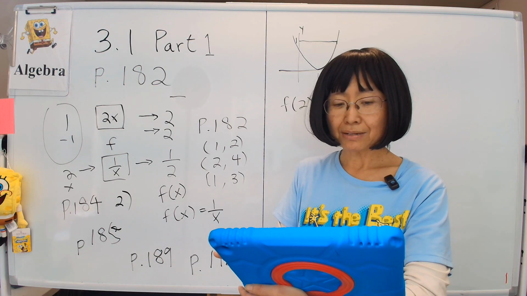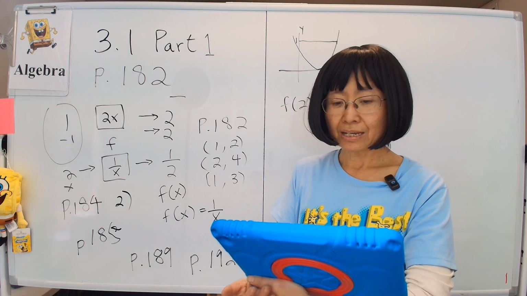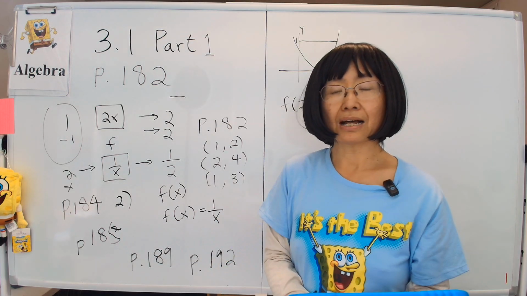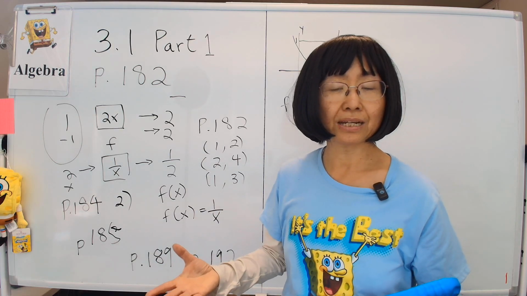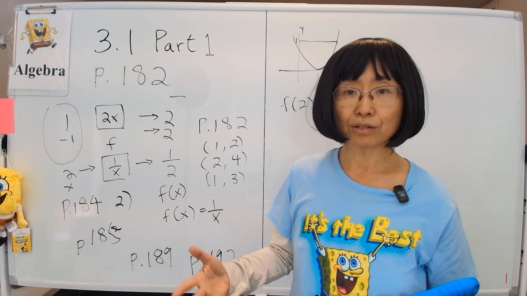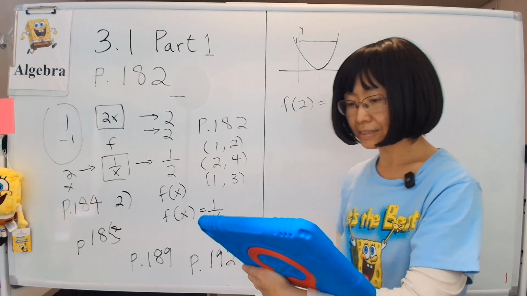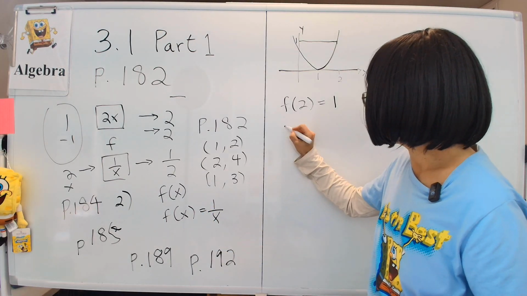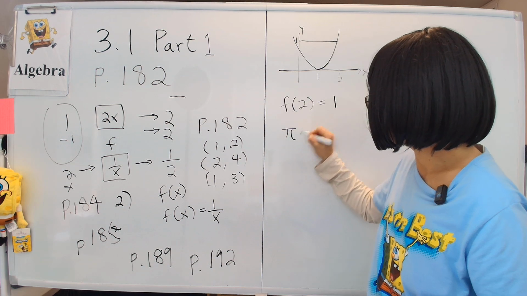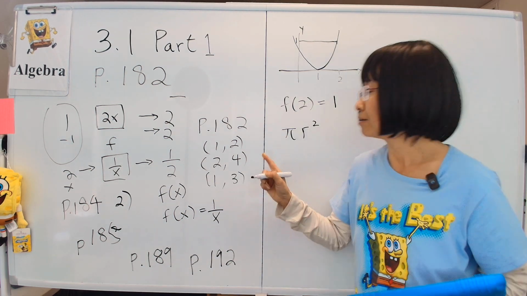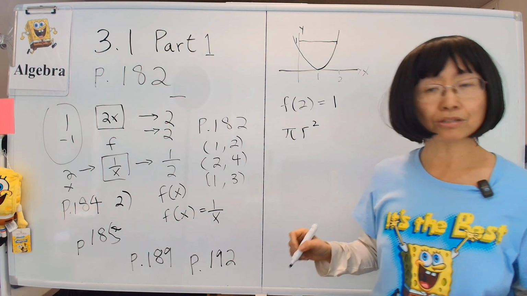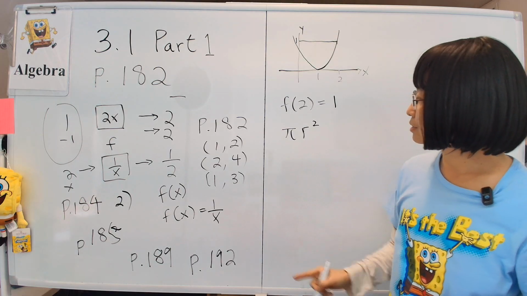Okay, now example 13: is the area of a circle a function of its radius, and if so, is it one-to-one? Yes, because the area of a circle is given by pi r squared. Here's an equation. This is something you need to memorize if you haven't done it already. The area of a circle is pi r squared, and the question is, is that a function?